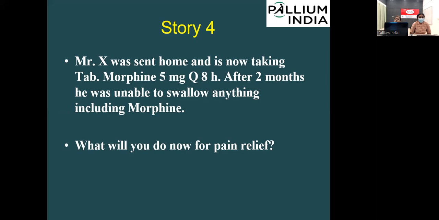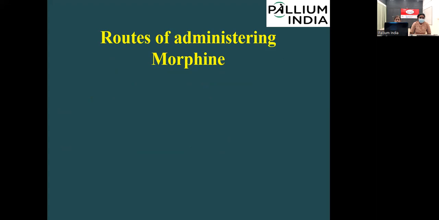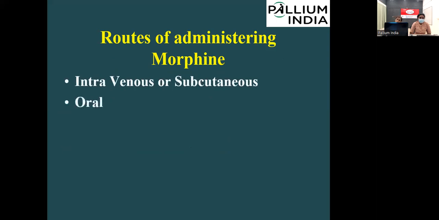So many of the responses are correct. Yes, we need to change the route. Either you can change to subcutaneous or IV, tell them to come and get admitted, or give fentanyl patch if they can afford. So we'll see what are the routes for administration. As you mentioned correctly, IV or subcutaneous. Another route is oral. The third one is rectal. It is not a special per rectal preparation, it is the same oral morphine tablet.